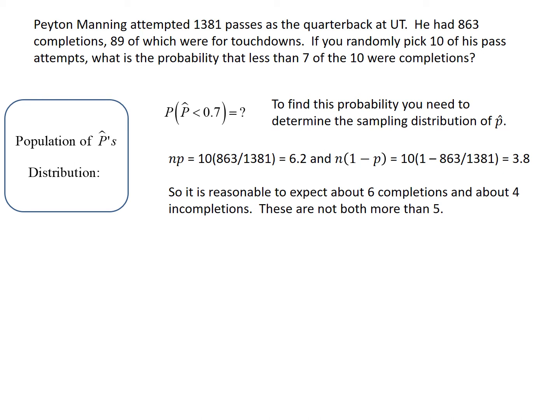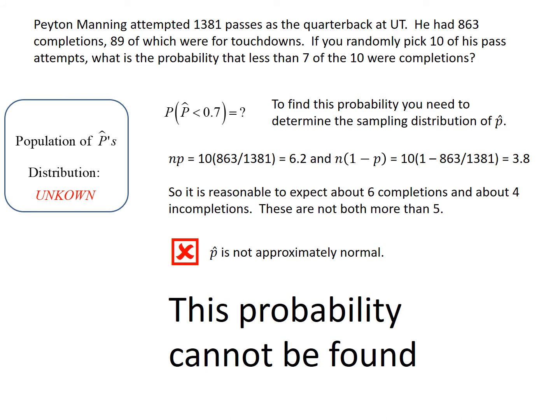Now, we also knew that from the beginning because our sample size was only 10. If there's only 10 in your sample, there's no way you're going to have at least 5 that are and 5 that are not in your category. So the distribution of p hat cannot be approximated by a normal distribution. The distribution of p hat, therefore, is unknown, which means the probability cannot be found using the tools we have in this class.